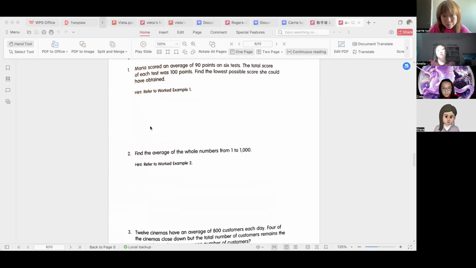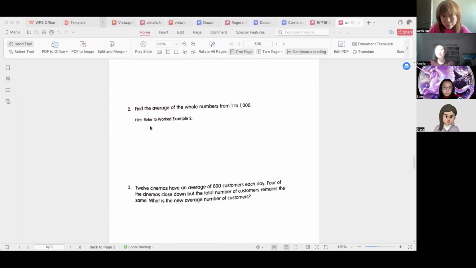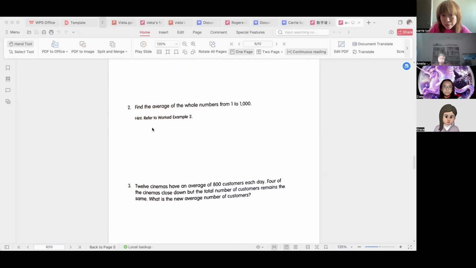So find the average of the whole numbers from 1 to 1,000. So this one is easy, right? So 1 plus 1,000 times 1,000 divided by 1,000, right? But the thing about it is, if we're using example 2 as an example, maybe this is not a very good way, okay?